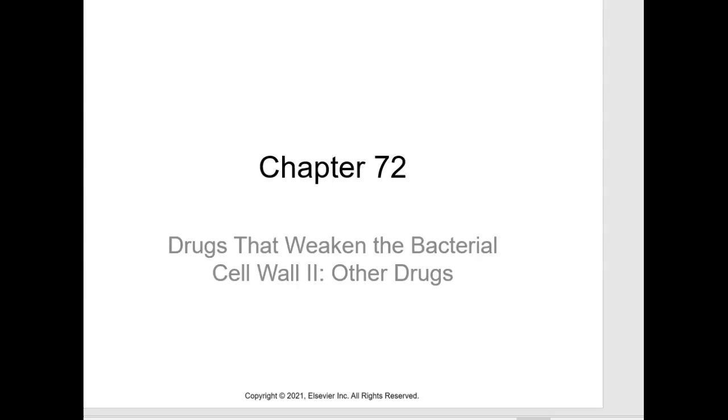The principal cause of resistance to the cephalosporins is also beta-lactamases. Those are the enzymes that cleave the beta-lactam ring and thus render these drugs inactive. Beta-lactamases that act on the cephalosporins are sometimes referred to as cephalosporinases. We just have to make everything complicated, don't we? Some of the beta-lactamases that act on the cephalosporins can also cleave the beta-lactam ring of penicillins.